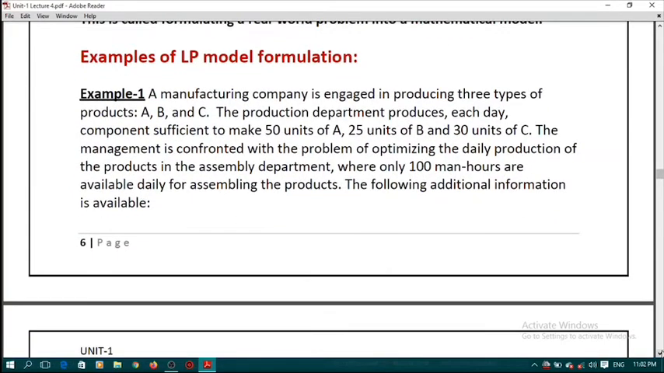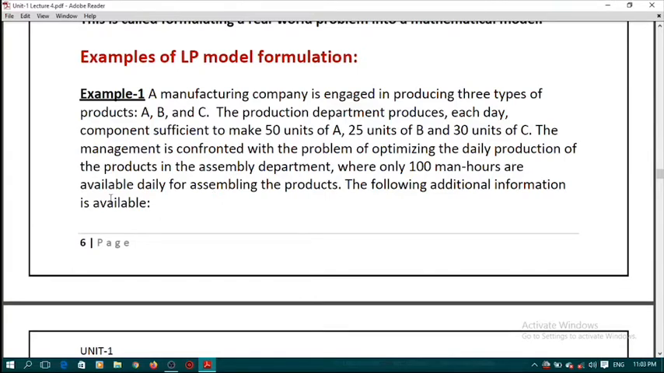Now we have more examples of LP model formulation. The first one is: a manufacturing company is engaged in producing 3 types of products, A, B and C. The production department produces each day components sufficient to make 50 units of A, 25 units of B, and 30 units of C. The management is confronted with the problem of optimizing the daily production of the products in the assembly department, where only 100 man hours are available daily for assembling the products.